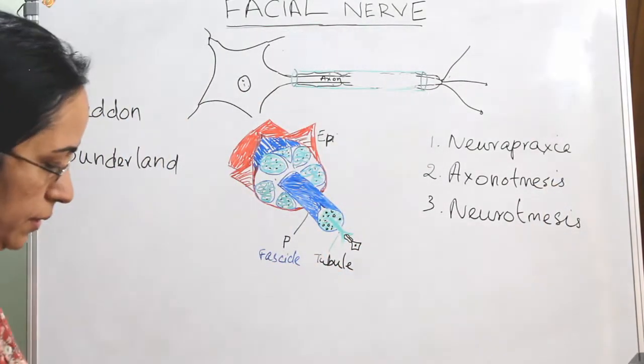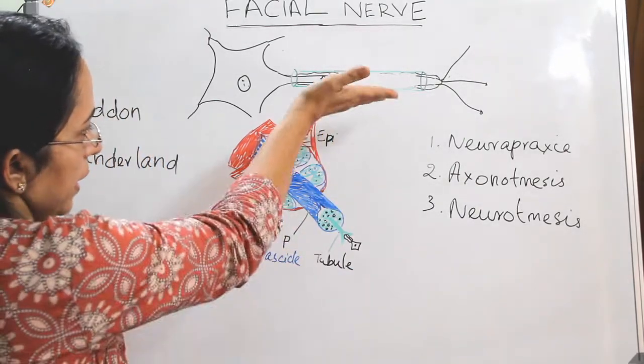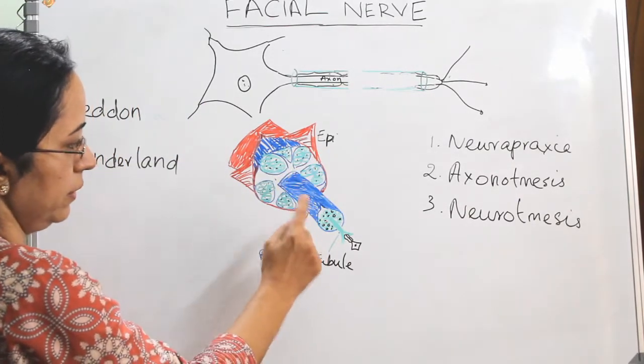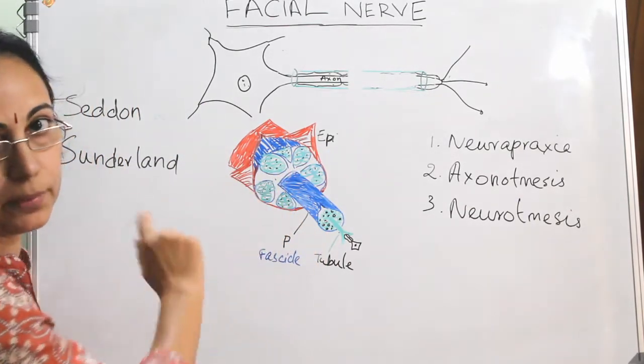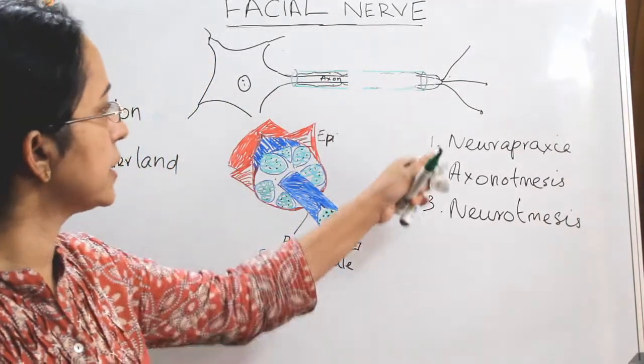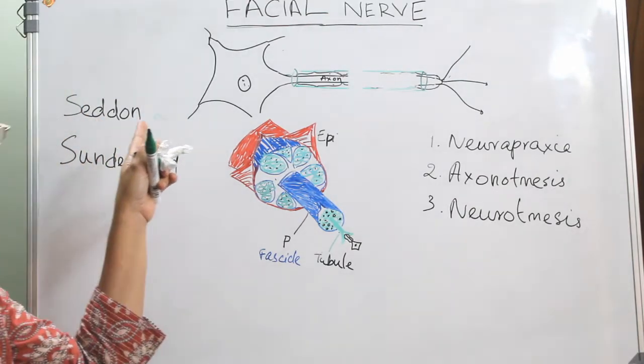And what is this? Here, complete division, a complete cut. Now the cut is there at this level. So the endoneurium, perineurium and epineurium, everything is divided. So these are the two types of progressive nerve injuries as described by Seddon.